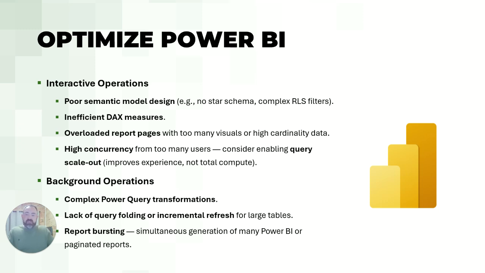On high concurrency, so if we've got a lot of users, consider enabling query scale out. This is going to improve the experience, but not the total compute. For your background operations, so any complex Power Query transformations, as we've mentioned, try and minimize those. Enable query folding, incremental refreshes as well for larger tables, and report bursting. So be careful we're not generating too many BI reports or paginated reports at the same time.